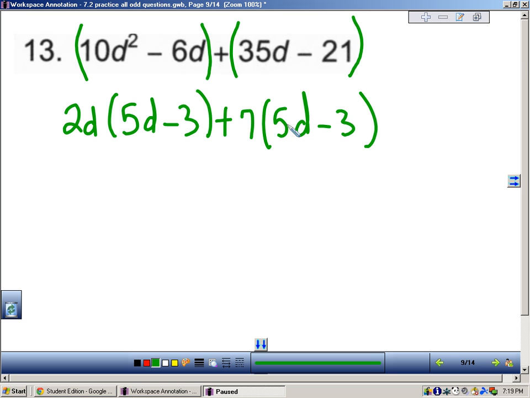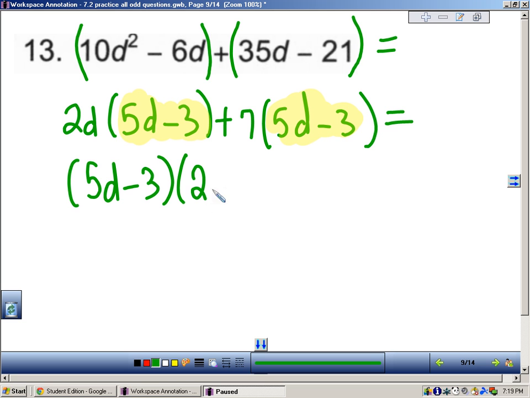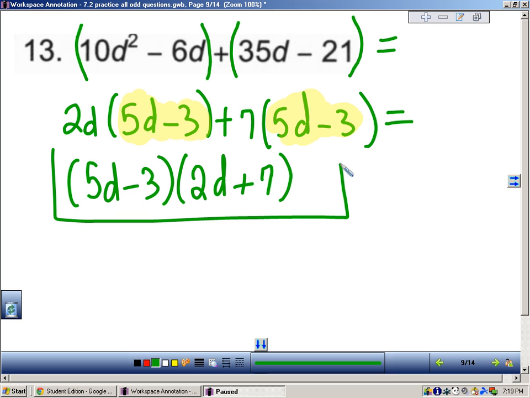Again, check it. If you were to multiply through, 7 times 5 is 35D. 7 times 3 is 21. Checks out. Now let's look for our common factor amongst the terms. And this is it here. Factor that, and we end up with 5D minus 3. What remains is the 2D and the 7. That becomes your next factor. And that is my answer. Looking good. We keep moving.